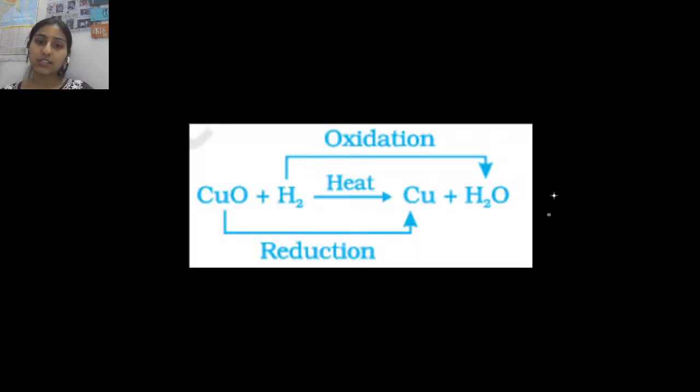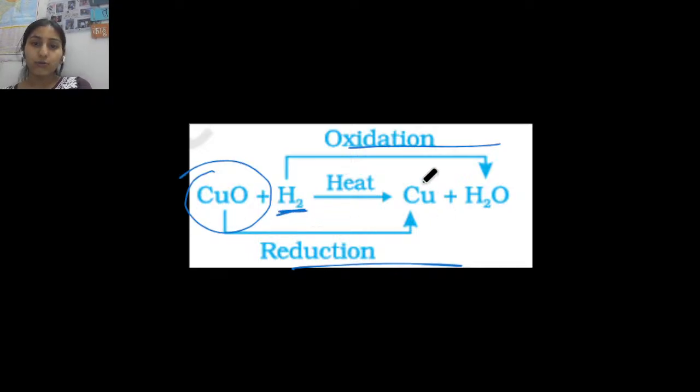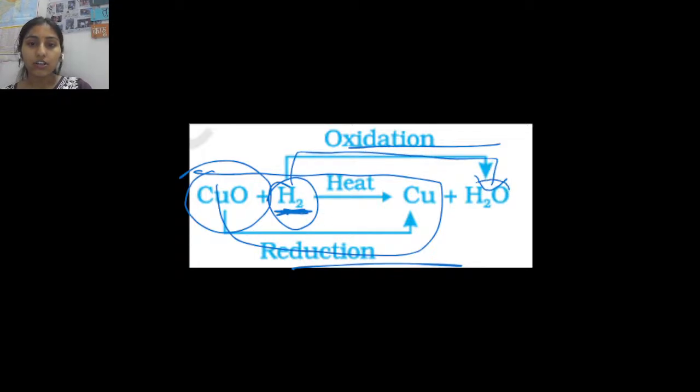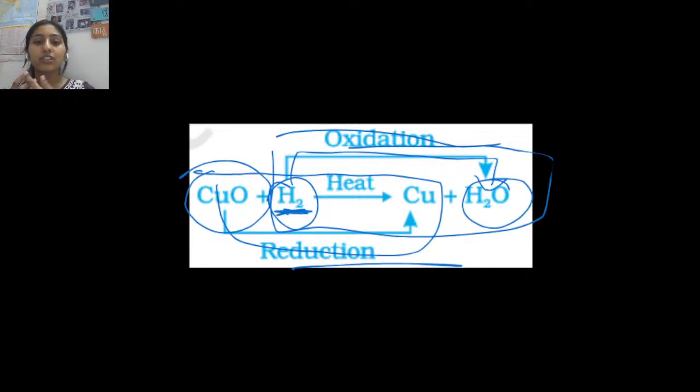Suppose this is a particular reaction. In this reaction, both oxidation and reduction are taking place. CuO is reacting with hydrogen to form Cu. This is a reduction reaction because there is removal of oxygen. Whereas hydrogen is reacting with oxygen to form water. So this particular segment of the reaction would be regarded as oxidation.